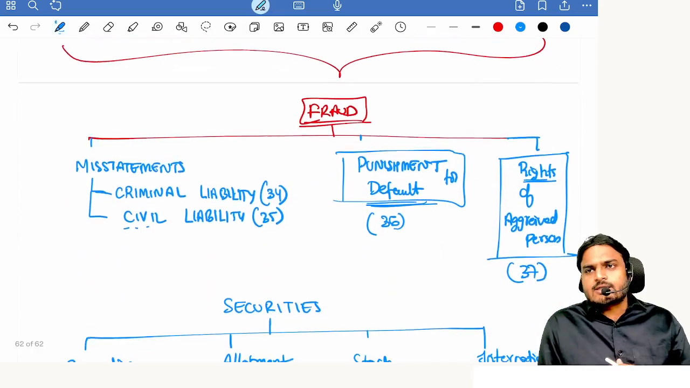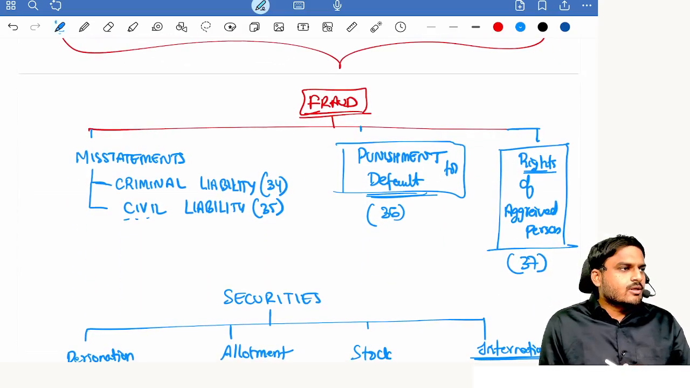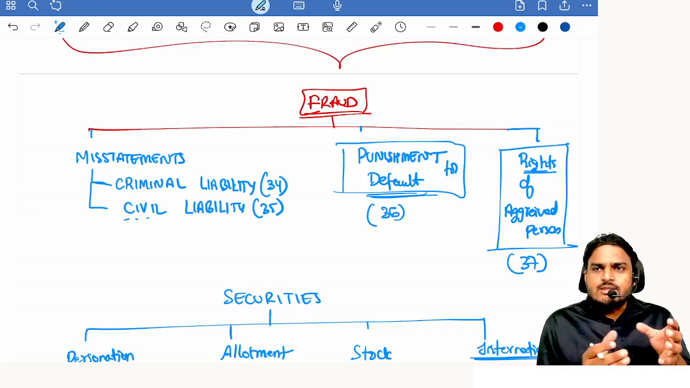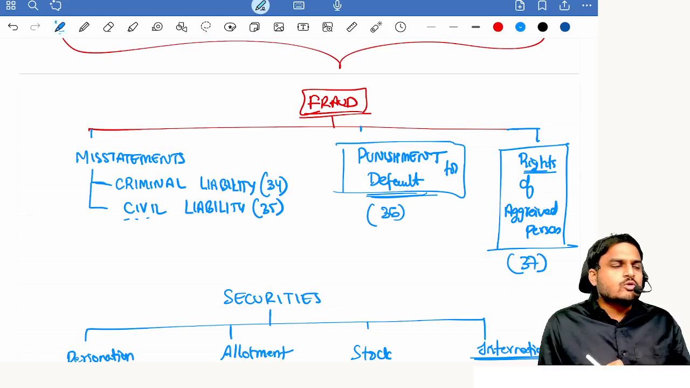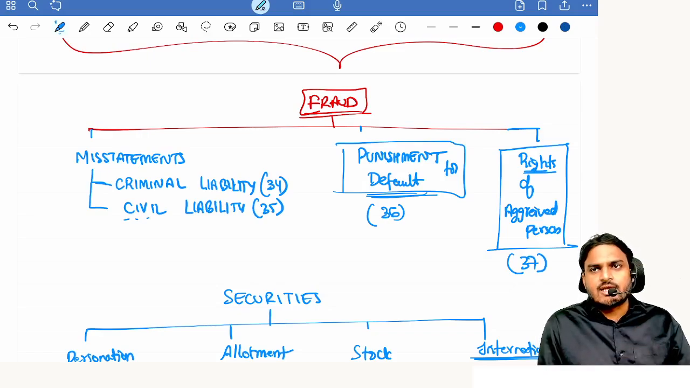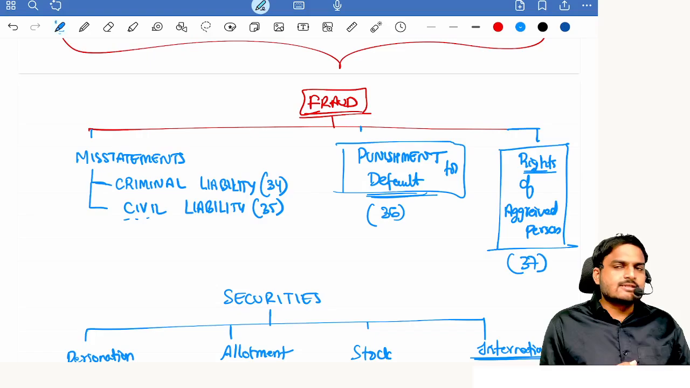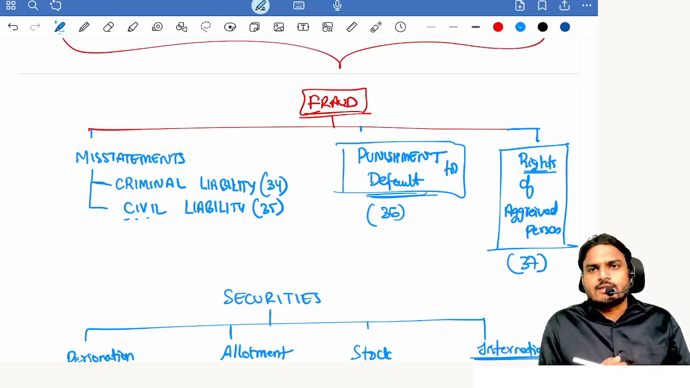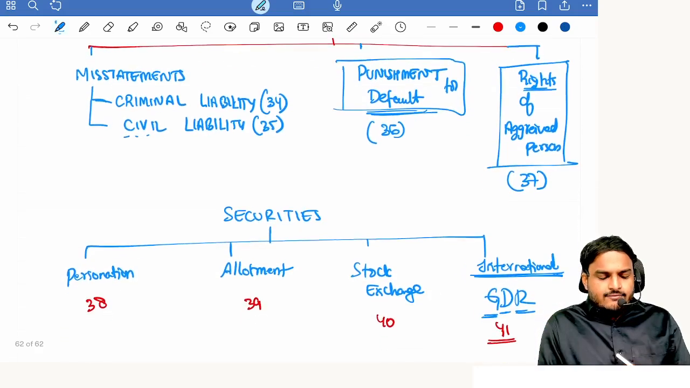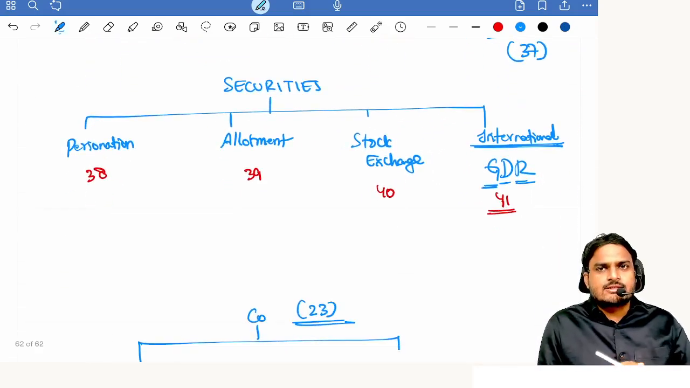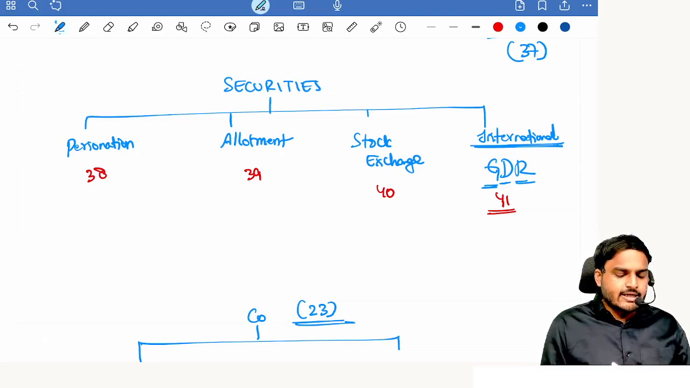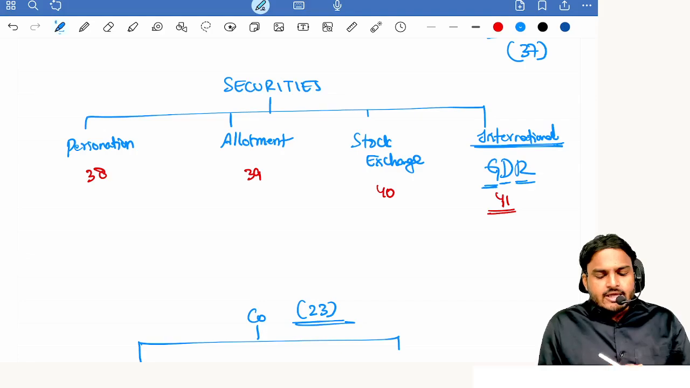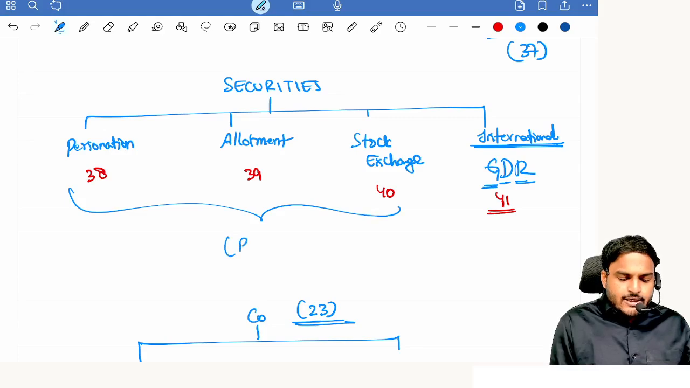Any mistake in prospectus, we can consider it as a fraud. Now for defining fraud, that is nothing but misstatements in prospectus. For misstatements, we had 2 liabilities. One is criminal liability and the other one is civil liability, 34, 35. So what is the punishment to the defaulter? Section 36. What are the rights available to aggrieved party? 37. Understood? And finally, personation of securities, 38. Allotment of securities, 39. Stock exchange, 40. International securities, global depository receipts. This you can remember like this, PAS. Our chapter name is prospectus and allotment of securities, yes or no?